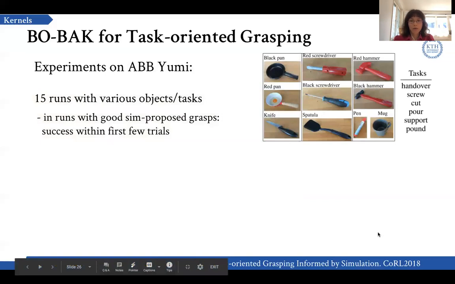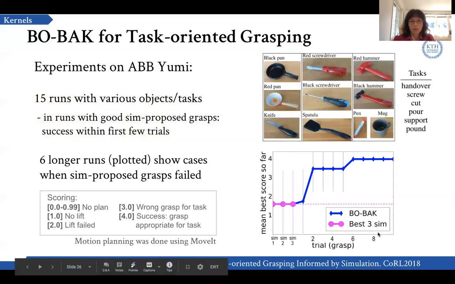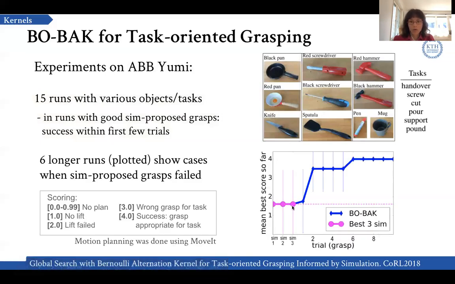All right, so overall, what we would like to show is that if we have grasps for objects that were really hard to model in simulation, and the top grasps that we could suggest from sifting through a bunch of the simulated ones fail, with BO we can recover from that failure very quickly, right?